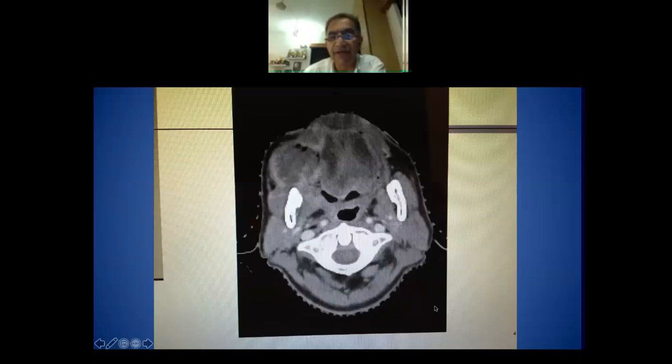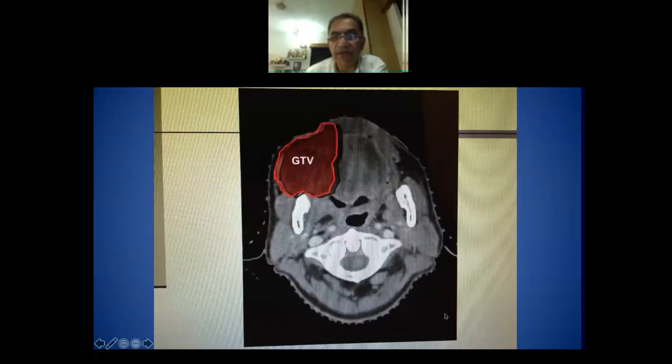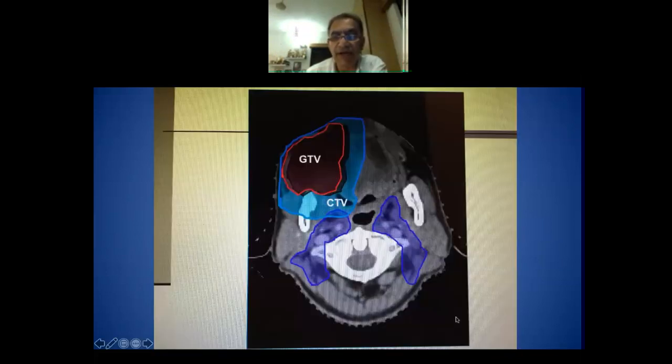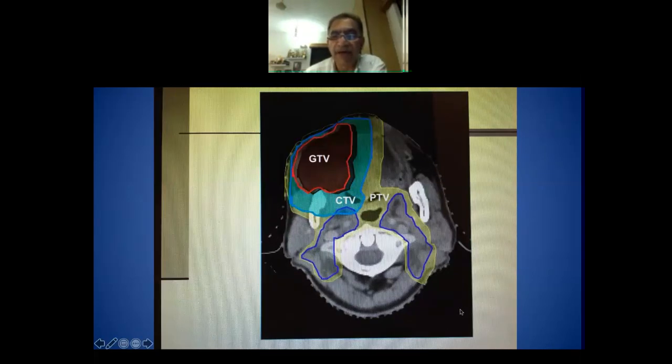Now, for example, let us say this is how a planning scan looks, and you have a tumor sitting here on the right side. So whatever is seen on the planning scan as the gross tumor volume is contoured by us, and we label it as GTV. And then we have to give a little bit of expansion on that for subclinical extension, because the area around the GTV will usually harbor microscopic tumor cells. So it could be an expansion of about 1 centimeter or 1.5 centimeters all around the GTV. And we label this blue volume as the CTV. And what you see here as yellow.